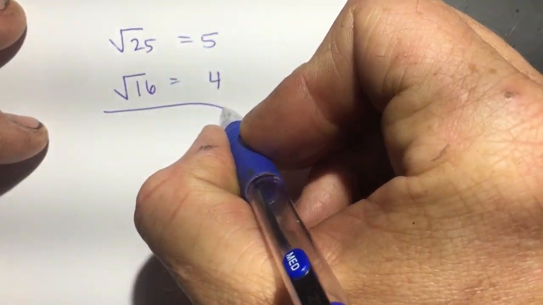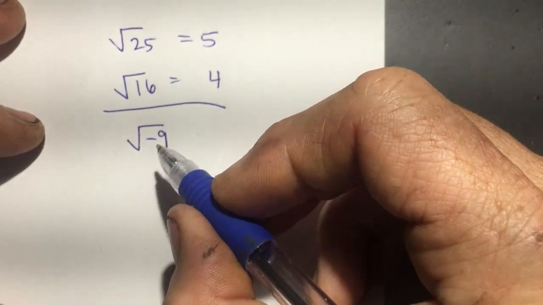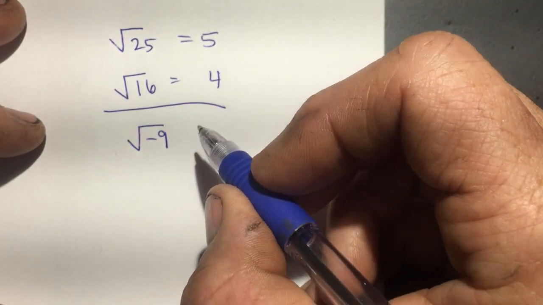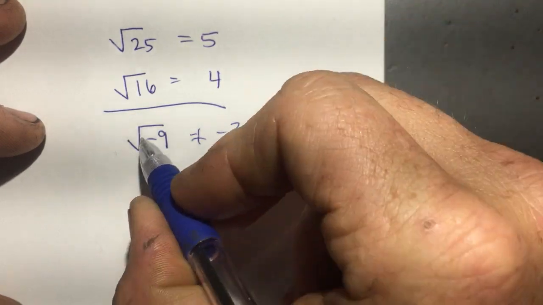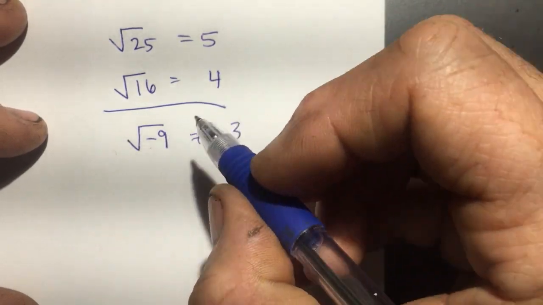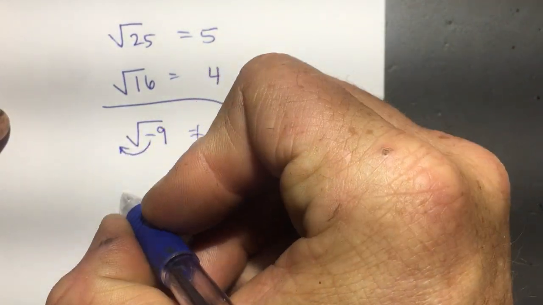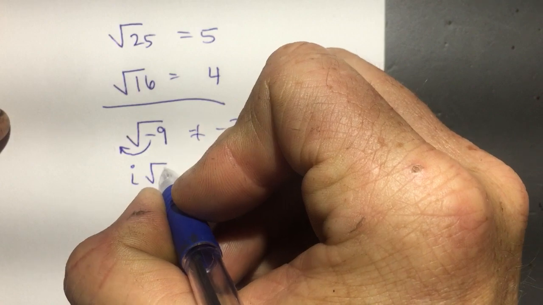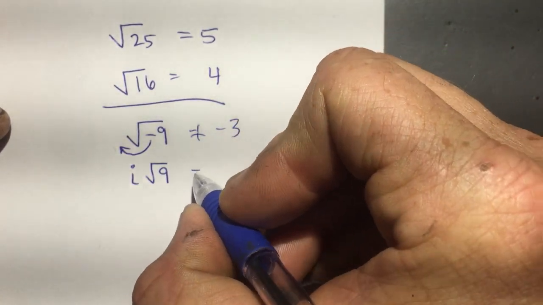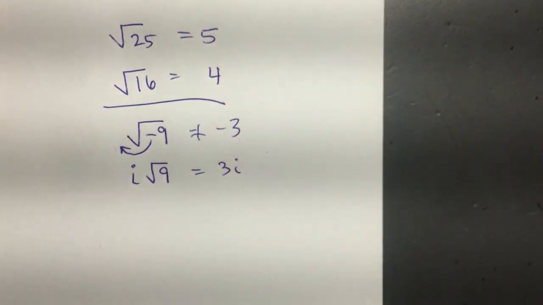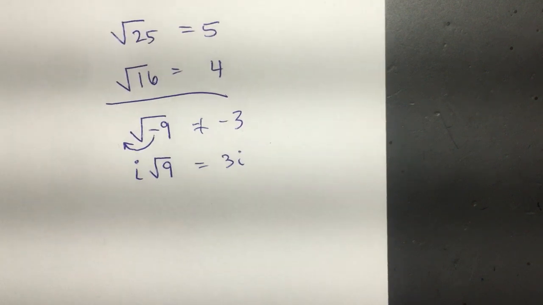All right, here's where imaginary numbers come in. What about the square root of -9? What number times itself is -9? Well, it can't be -3 because -3 times -3 is +9. This is an imaginary number. So what we do here is this negative comes out as an i. And then the square root of 9 is 3. So this is 3i. Okay, so just a little bit of review on this stuff.